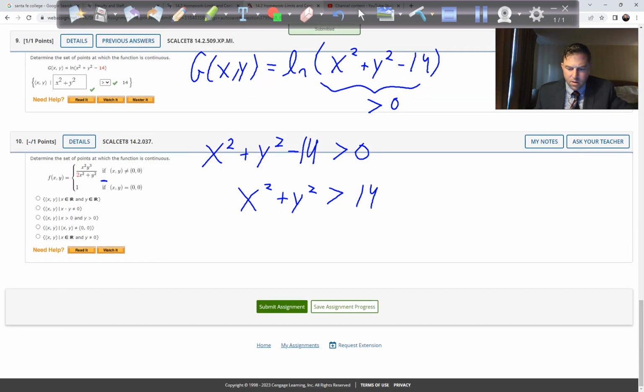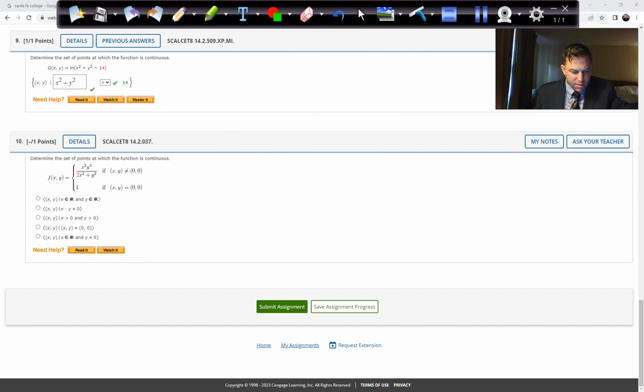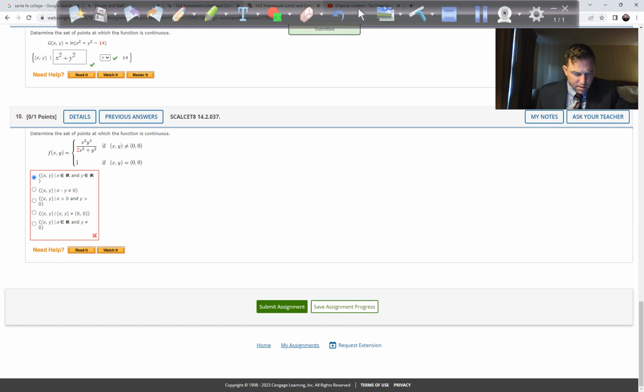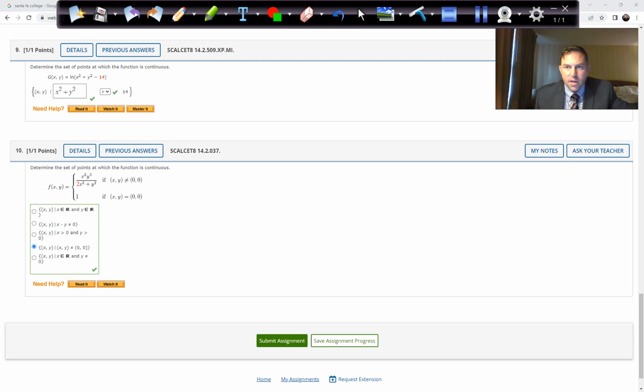Okay, last problem. Determine the set of points at which the function is continuous. So it says x squared y cubed over 2x squared plus y squared if xy is not equal to 0. Notice 0, 0 is the only point. I'm going to have to be careful when I say that. I believe it's the only point that would cause this to be 0, and 1 everywhere else. So just glancing at this, I do not believe that this function has any problems. And I am incorrect. So let me see why. Okay, I did jump the gun on that one a little bit.